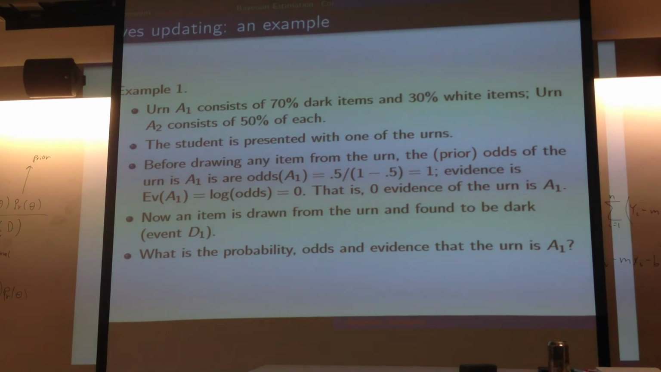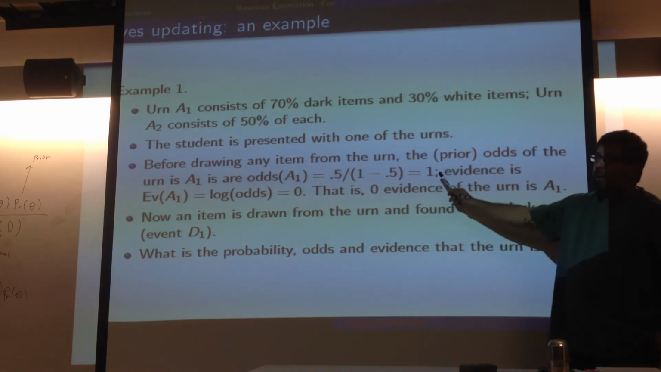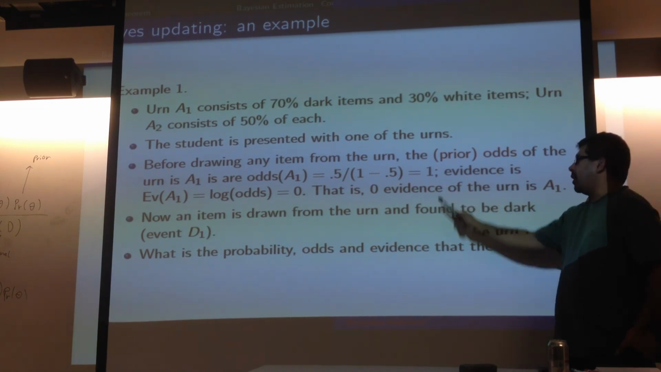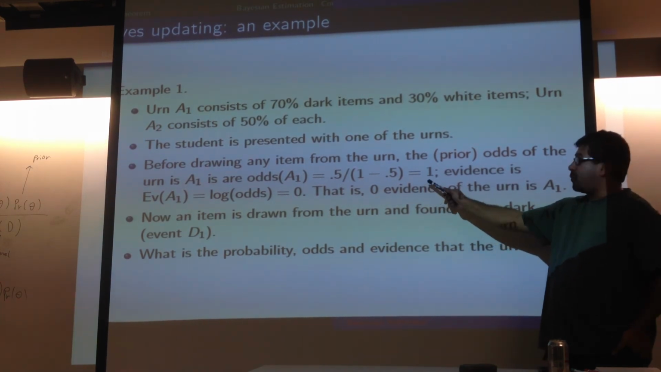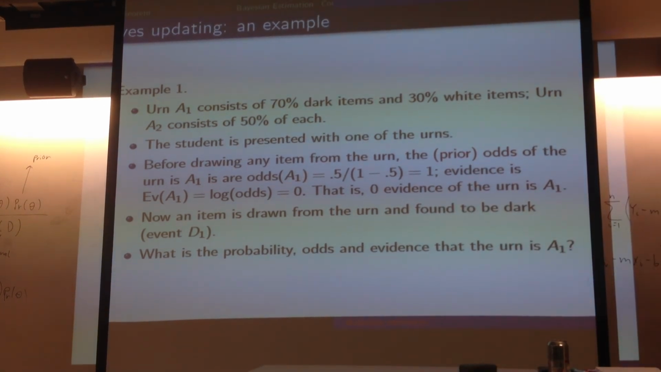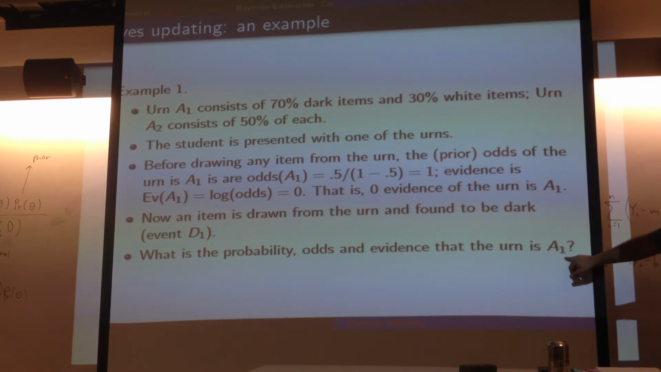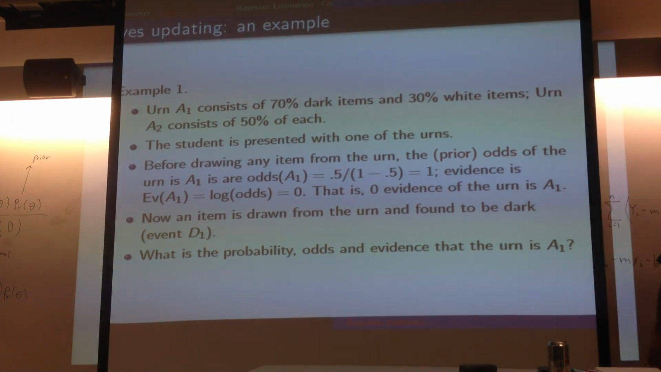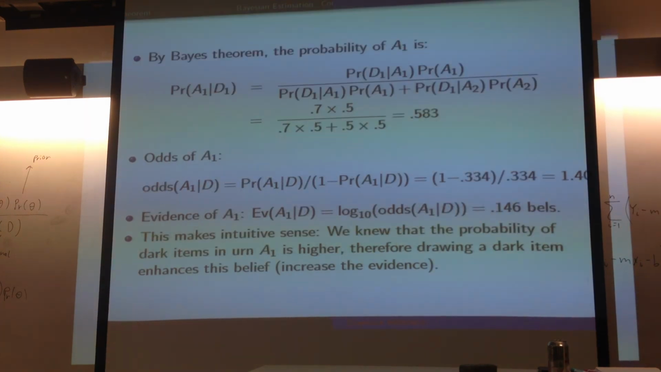Okay. So if that's the case, then what are the odds of getting A1? The odds of getting A1 are equal to 1, because it's 0.5 over 0.5, right? And so the evidence, or the log odds, is 0. Now we have an item, we draw it from the urn, and it's found to be dark. So we're going to ask, what's the probability, the odds, and the evidence that the urn is A1? So should we try to go through that?